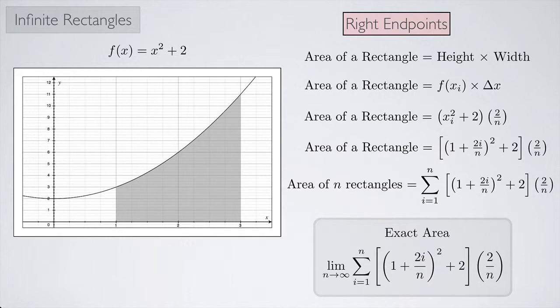We have a limit as n goes to infinity of the sum from i equals 1 to n, and then we have something that represents the height times something that represents the width. So remember, this part right here is the height, and this 2 over n, that's the width. So this looks a little scary, but it's totally doable, and we're going to try and calculate this right now. So here we go.